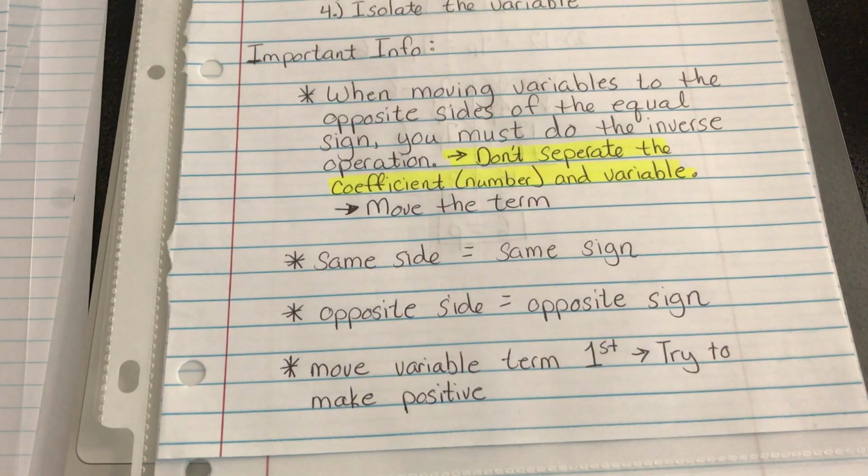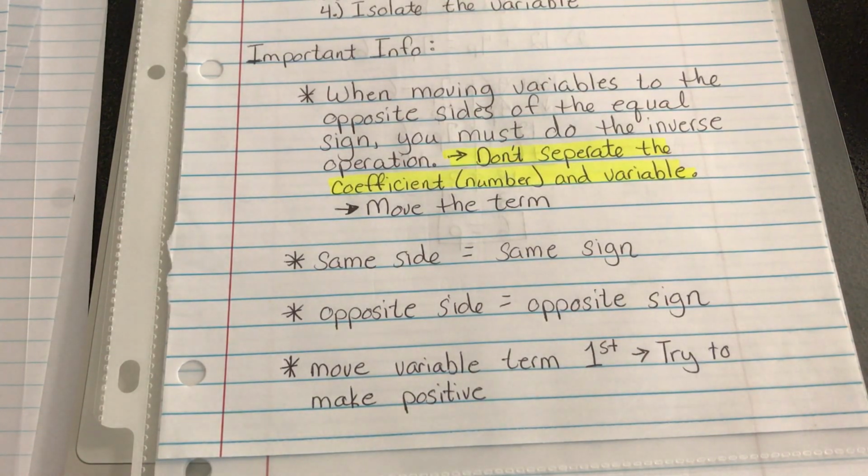Opposite side, opposite sign. If you're going to take something and move it to the other side of the equal sign, that's when you do the opposite operation, okay? And when you move a variable, always move variable terms first. That is just preference with Miss Yates.